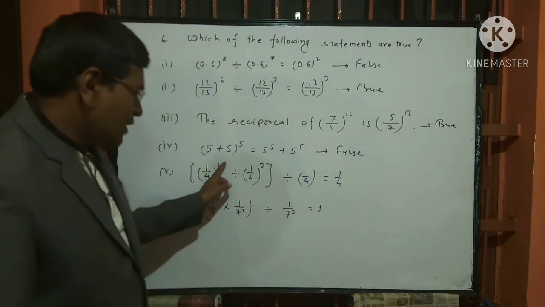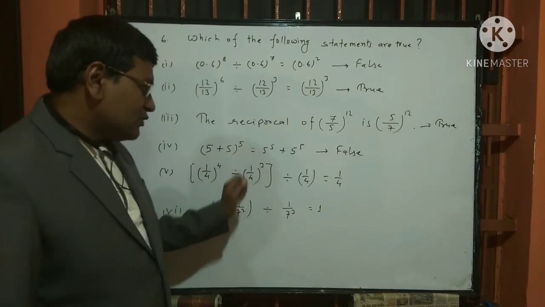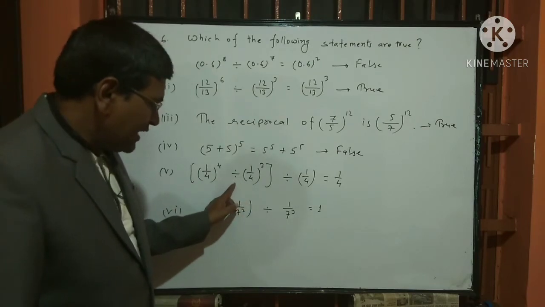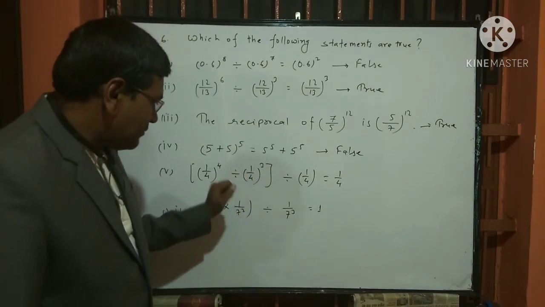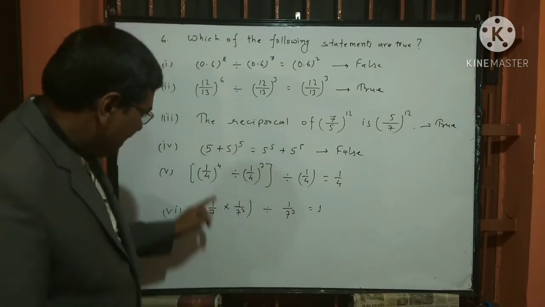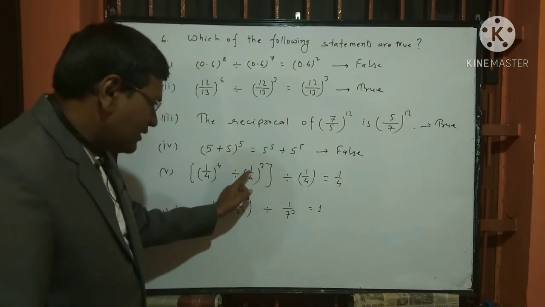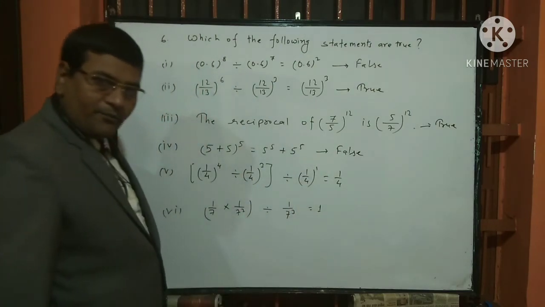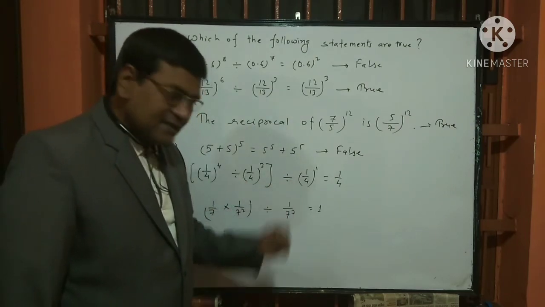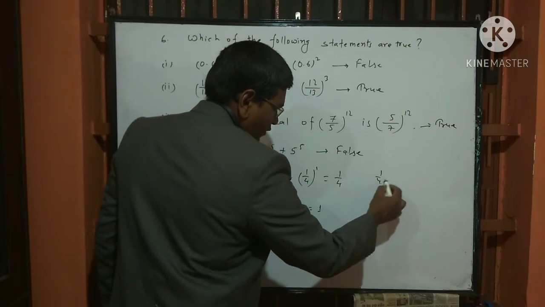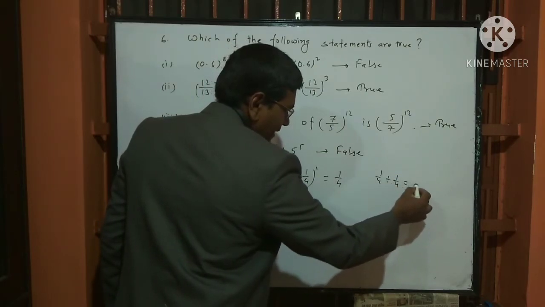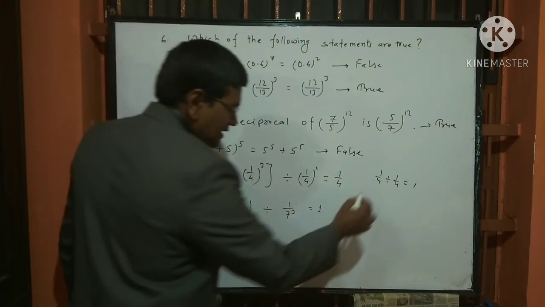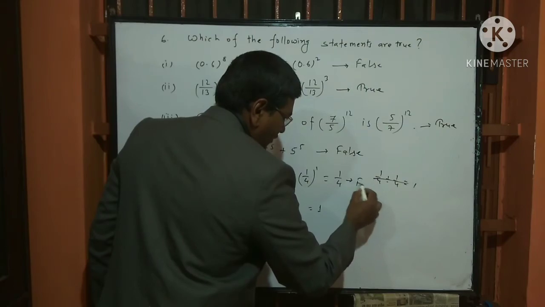Now 1 by 4 to the power 4 divided by 1 by 4 to the power 3. First do it. Bases are same. We have to divide, so the power will be subtracted. 4 minus 3, it is 1. That means if we solve this, we will get 1 by 4 to the power 1. And look here, it is also power 1. So same number divided by same number: 1 by 4 divided by 1 by 4 is 1. But what is written here? 1 by 4. That means this is not correct. False.